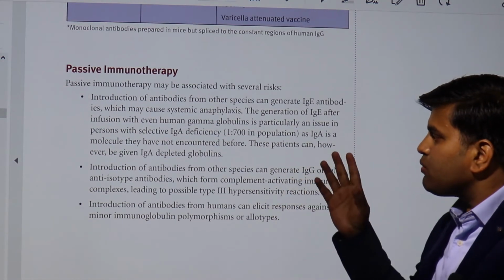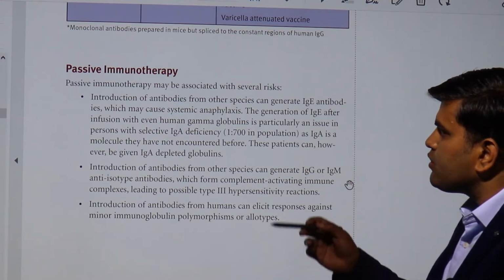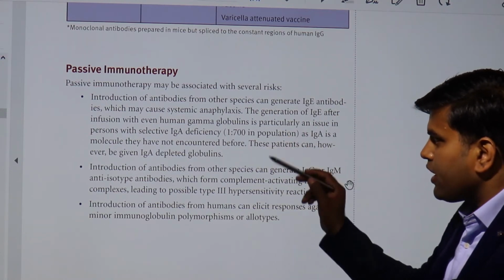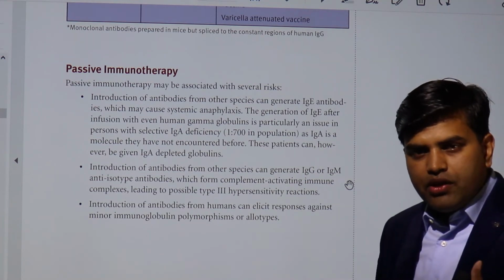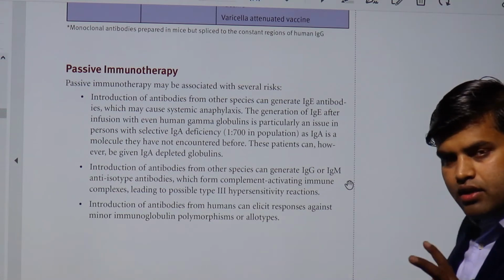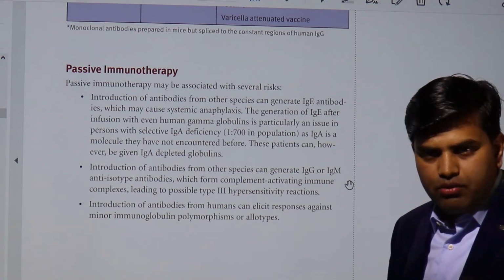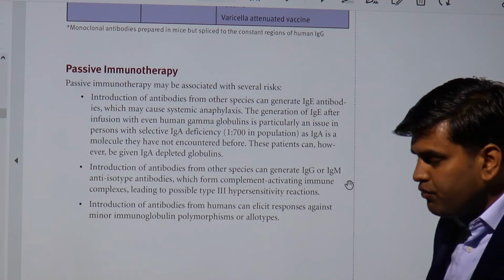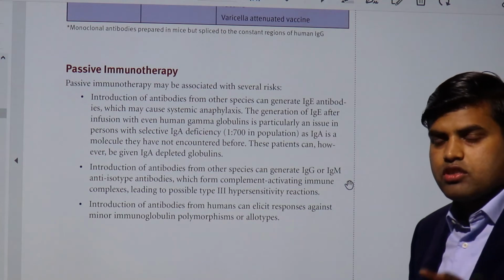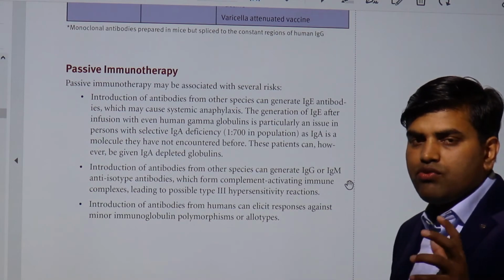We have talked about passive immunotherapy as well, where we are giving the preformed antibody. The problem is that introduction of antibody from other species can generate IgG antibody, which may cause systemic anaphylaxis. If you have heard about the treatment of diphtheria, we give anti-diphtheric serum. If you don't give that serum to the baby or diphtheria patient, then the patient is going to die due to diphtheria. On the other hand, if you give this anti-diphtheric serum, it has the potential to cause systemic anaphylaxis and cause the death of the patient. So treatment itself can be responsible for the death of the patient.